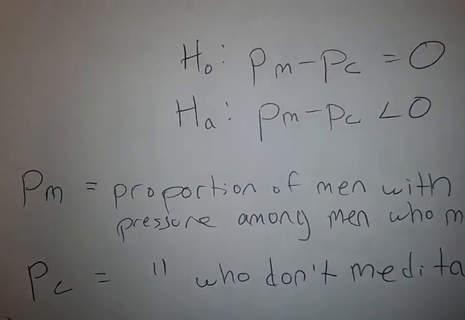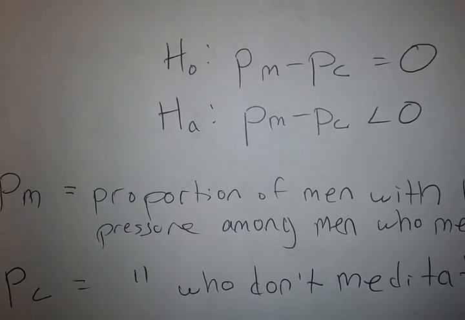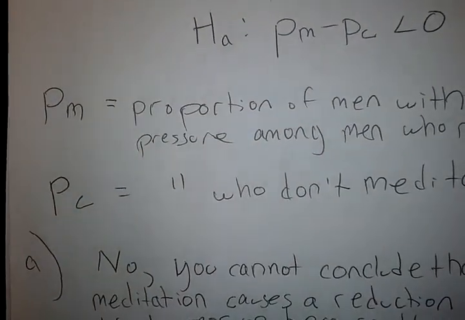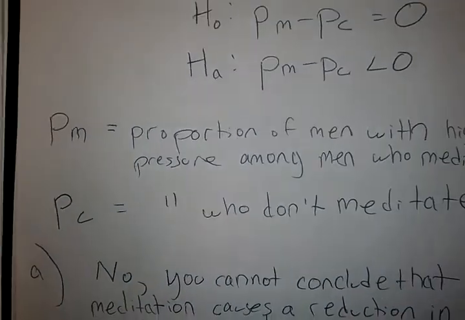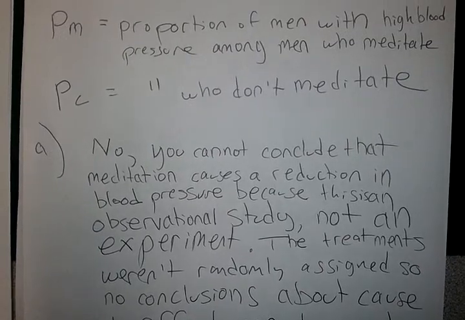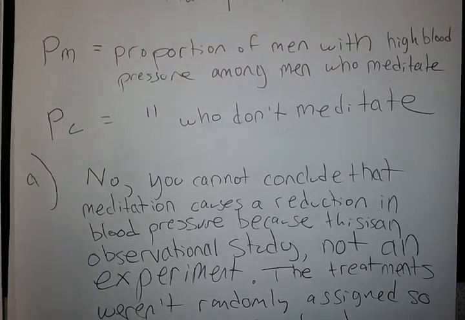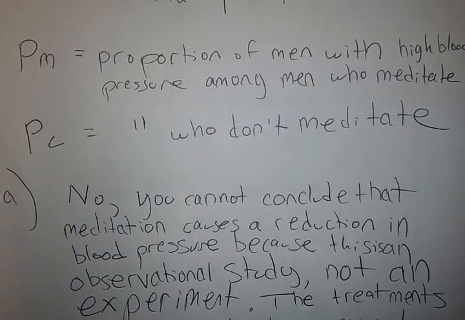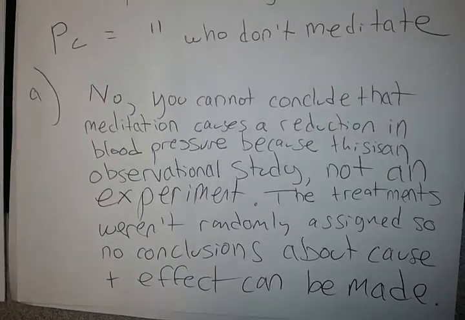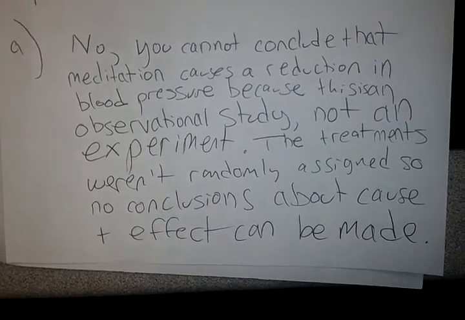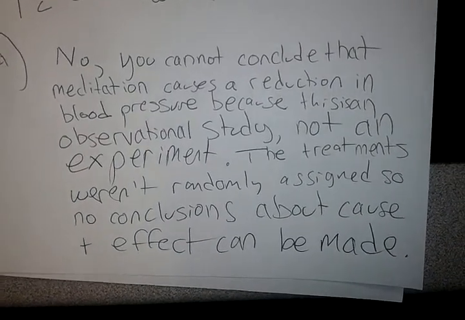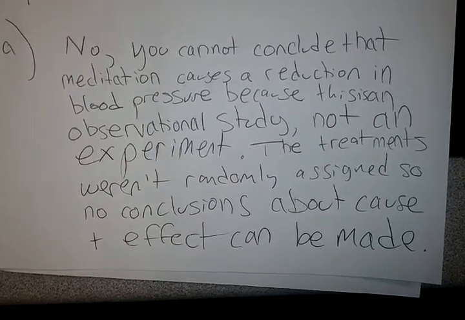The researchers wanted to perform a hypothesis test of H0: PM minus PC equals 0, and HA: PM minus PC is less than 0, where PM equals the proportion of men with high blood pressure among men who meditate, and PC equals the proportion of men with high blood pressure who do not meditate. The question is, if the study were to provide significant evidence against H0 in favor of HA, would it be reasonable for the psychologists to conclude that daily meditation causes a reduction in blood pressure for men in the retirement community? Explain why or why not.